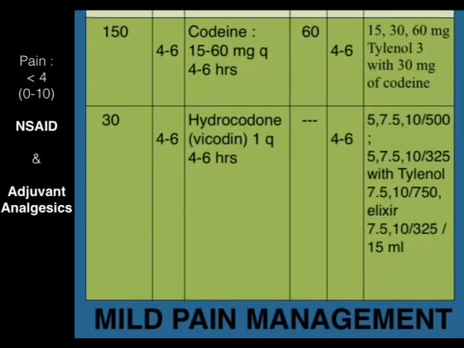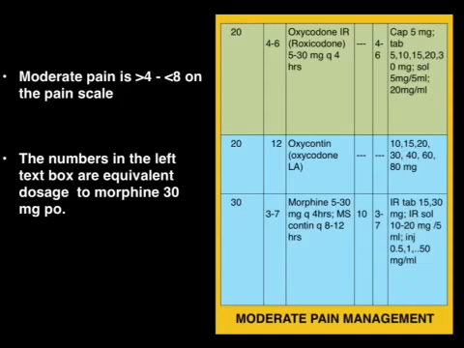And as I mentioned, the left-hand column here is codeine, 150 milligram equal to 30 milligram of morphine, and hydrocodone, Vicodin, 30 milligram equal to 30 milligram of morphine. Here the pain is less than 4, and you can start with the NSAID and adjuvant analgesics, and then add the codeine or hydrocodone. But in hospice and palliative care, we don't have much time, so we would like to start controlling the pain as soon as possible.